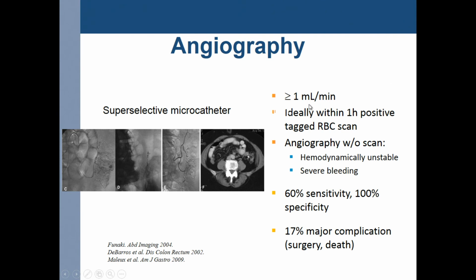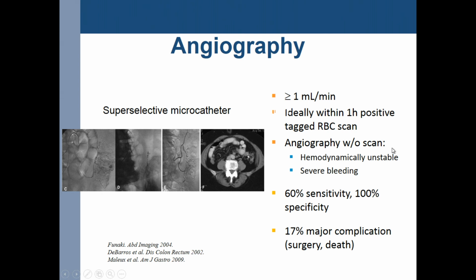This, however, requires a higher rate of bleeding to be detected, at least 1 cc of bleeding per minute, which is why most radiologists prefer that the bleeding be confirmed with either a tagged RBC scan or CT angiogram before proceeding to angiography. Ideally, this will be performed within 1 hour of a positive tagged RBC scan or CT angiogram.